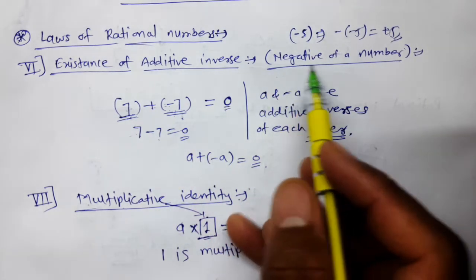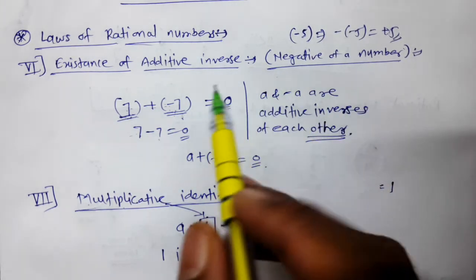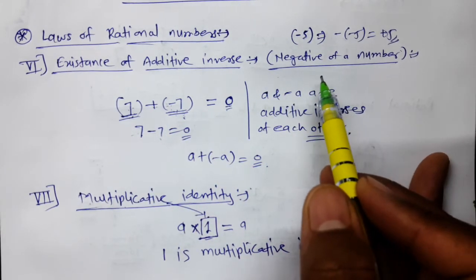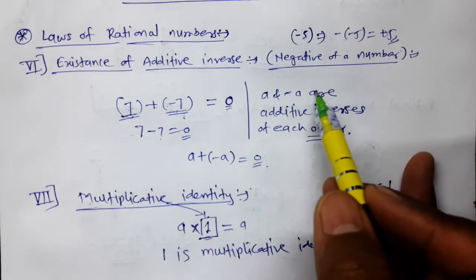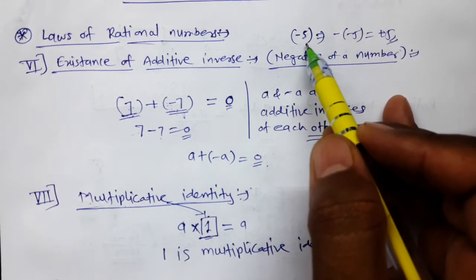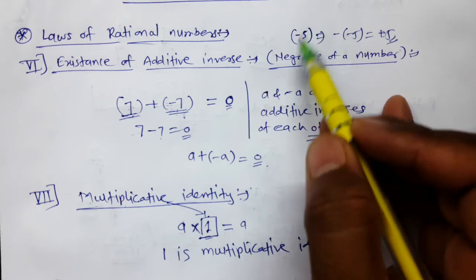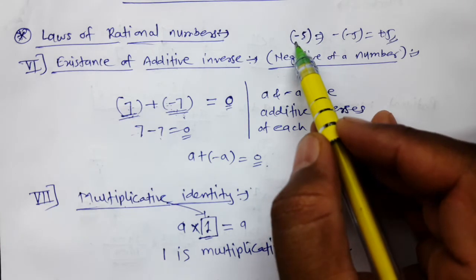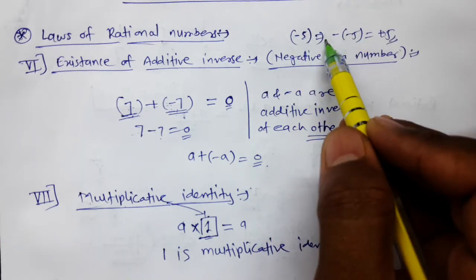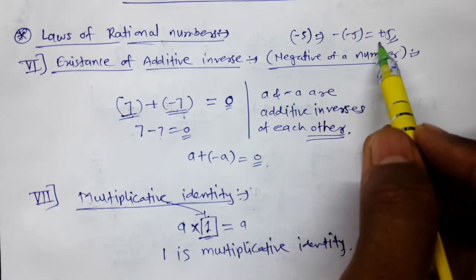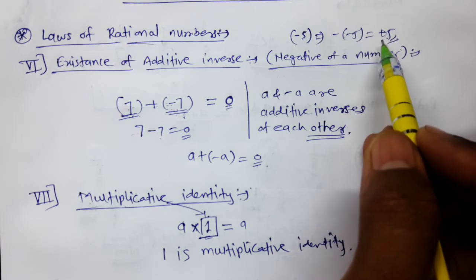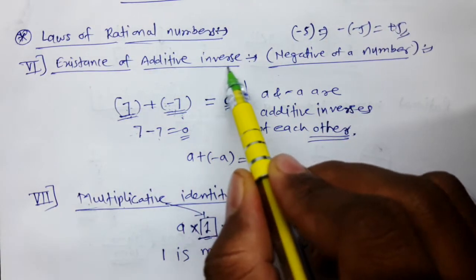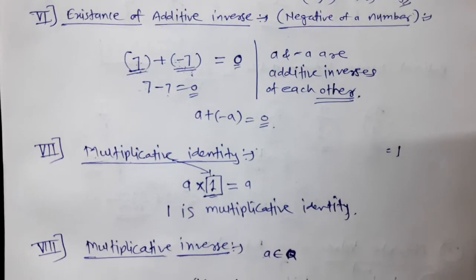Hence we call it the negative of a natural number. Only positive numbers do not have negatives; negative numbers also have their negatives, because if minus 5 is a negative number, the negative of minus 5 is positive 5. The negative of minus 5 means we multiply minus 5 with minus, so we get plus 5. So both positive and negative numbers have their negatives, their additive inverses.